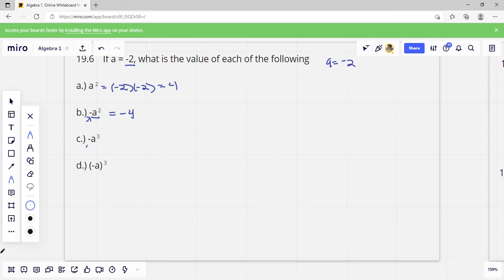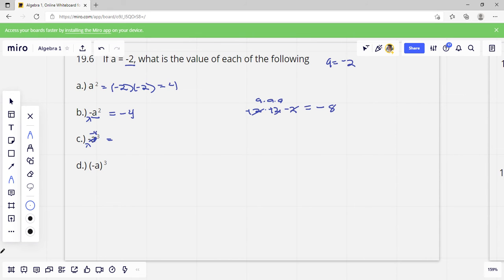Alright, negative a to the third. So we need a to the third first. That's a times a times a, right? Which would be negative 2 times negative 2 times negative 2. Those are going to cancel. We're going to get negative 2 times 2 is 4. 4 times 2 is 8. Negative 8 is our a to the third, right?